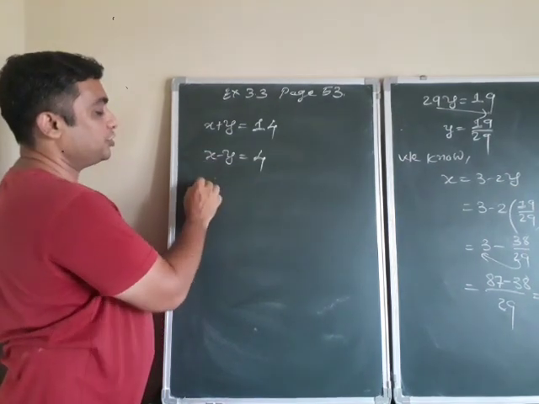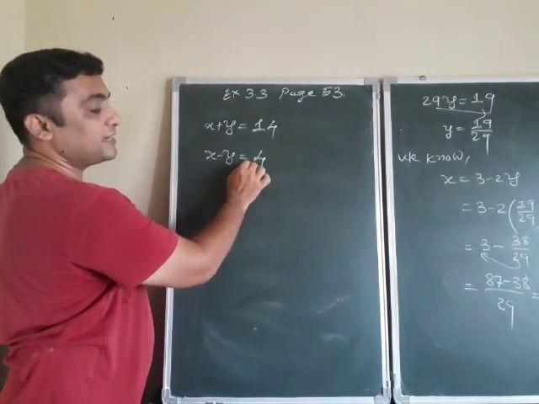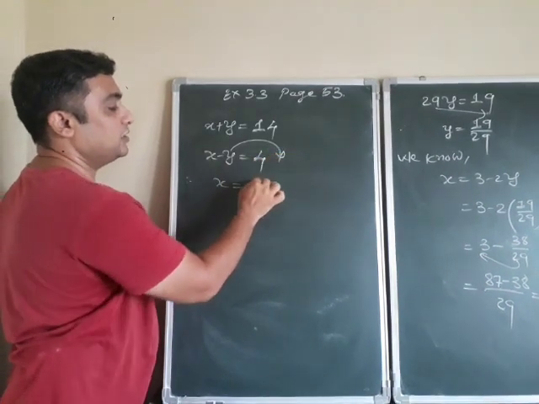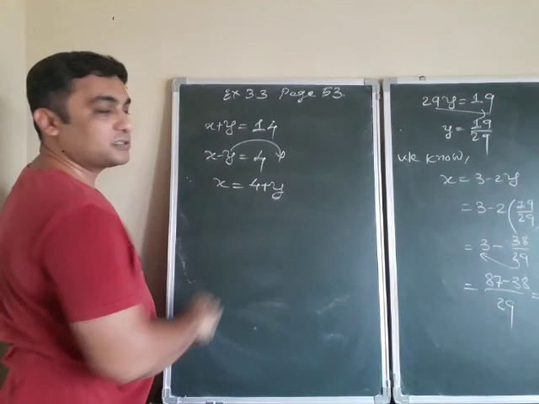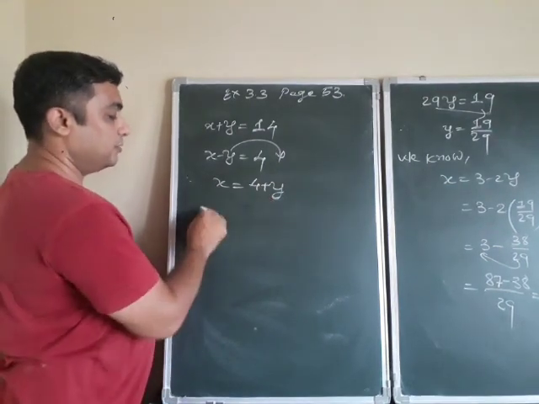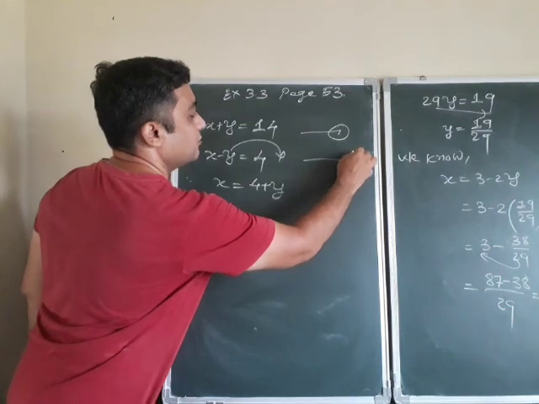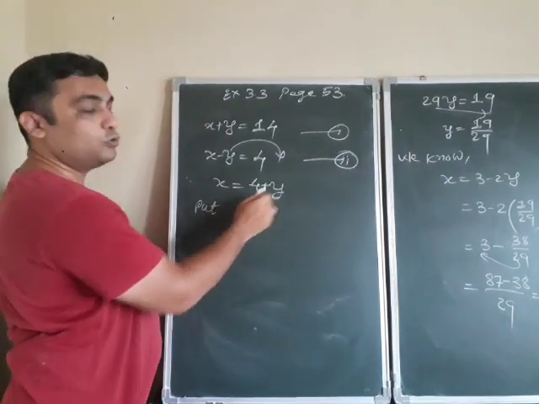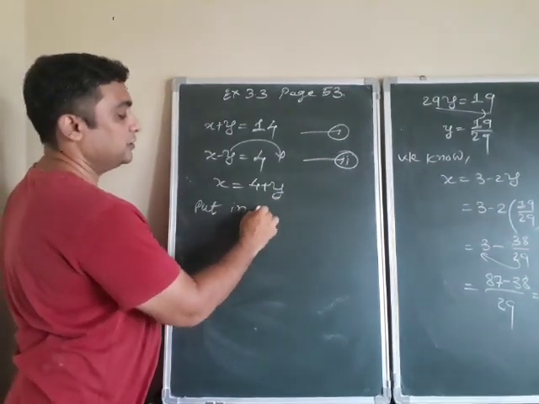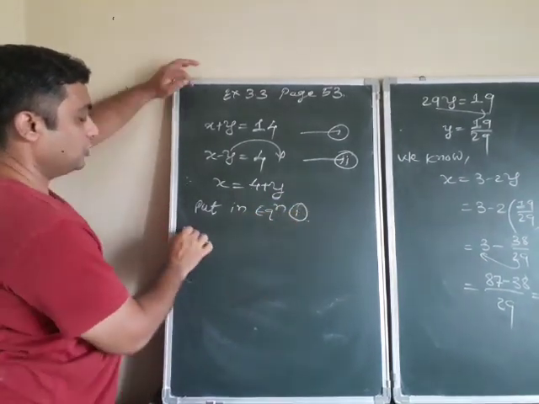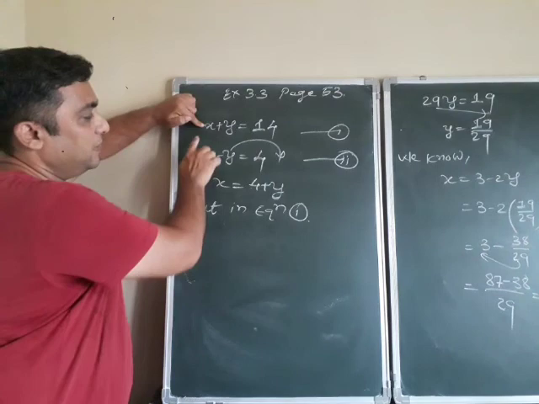So from this equation you will find the value. Here x minus y is equal to 4. Therefore, x is equal to 4 plus y, moving minus y to this side. Clear? Okay. This one is equation 1 and this one is equation number 2. So x is equal to 4 plus y. Put it in equation number 1.